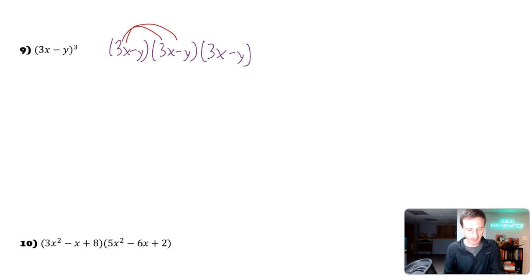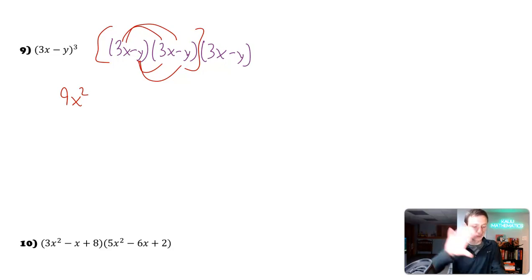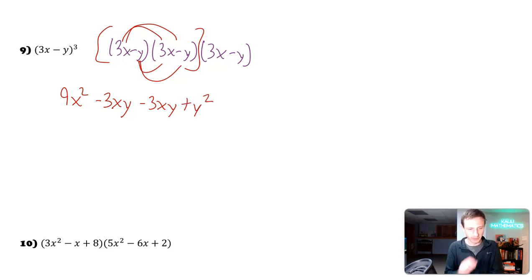So 3x times 3x, 3x times negative y, negative y times 3x, negative y times negative y. So 3x times 3x is 9x squared. I'm just going to do this first pair of binomials, and then we'll get that answer and then multiply it by the 3x minus y. So 3x times 3x is 9x squared. 3x times negative y is negative 3xy. Negative y times 3x is negative 3xy again. And then negative y times negative y is positive y squared.